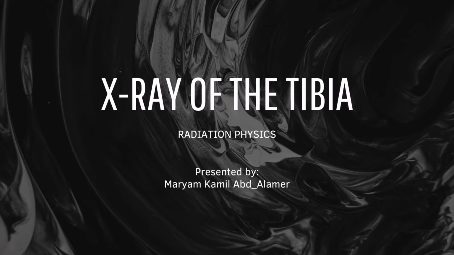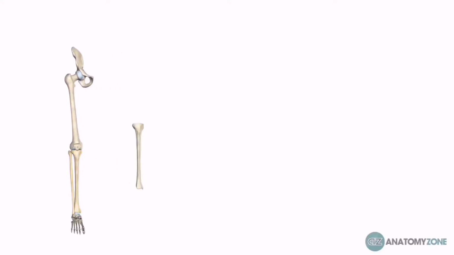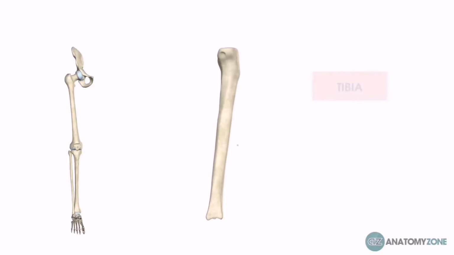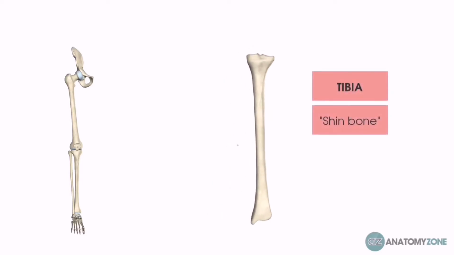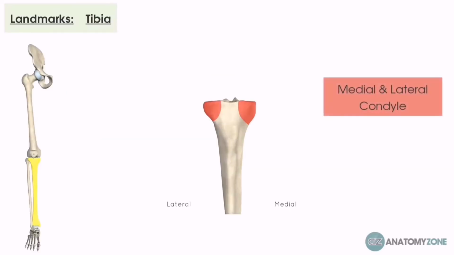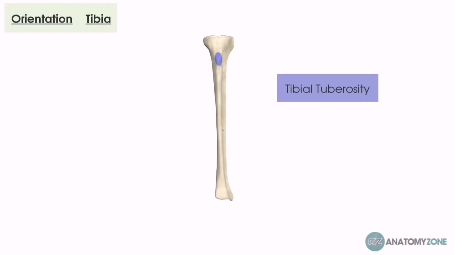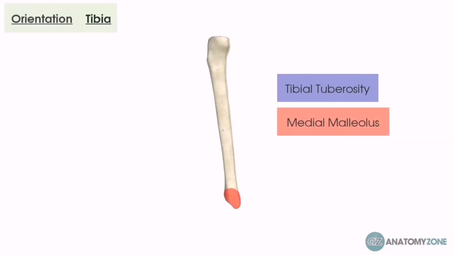Today we have a presentation about the X-ray of the tibia. The tibia is the larger and medial bone of the leg and the second strongest bone in the body. It consists of the proximal medial and lateral condyles with the intercondylar eminence, and then we have the tibial tuberosity. In the distal end, we have the medial malleolus.